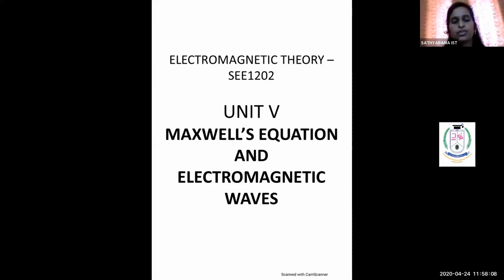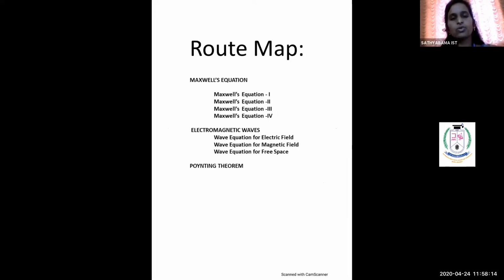Good afternoon to all. We are going to start with Maxwell's equation and electromagnetic waves. So the route map of our video is Maxwell's equation, electromagnetic waves and Poynting theorem. Under Maxwell's equation, we are going to see Maxwell's equation 1, 2, 3 and 4. Under electromagnetic waves, we are going to see about wave equation for electric field, magnetic field and free space. Then we are going to see about Poynting theorem.